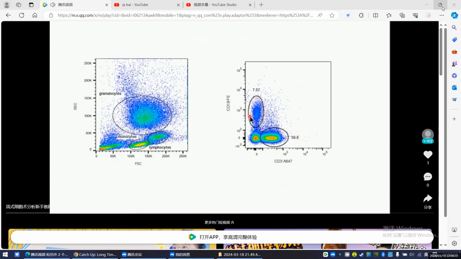So in a simple experiment, first based on size and granularity we got lymphocytes, monocytes and granulocytes, and then based on CD3 expression and CD19 expression, we got the percentage of T cells as well as the percentage of B cells. It is so simple to do.